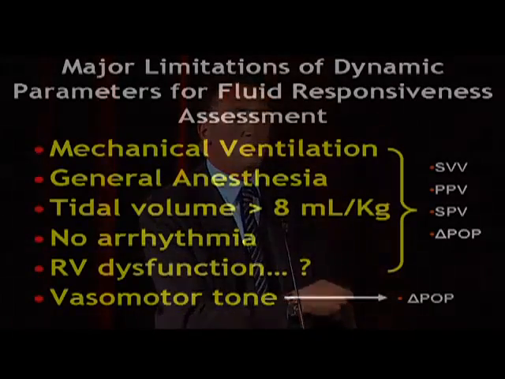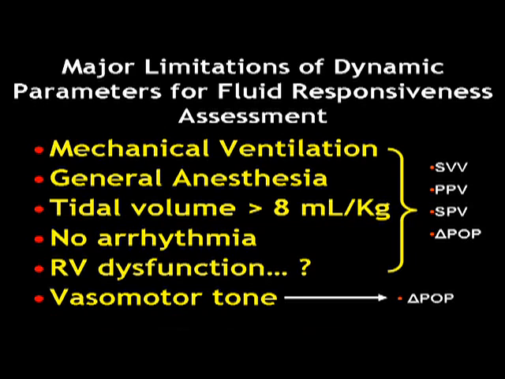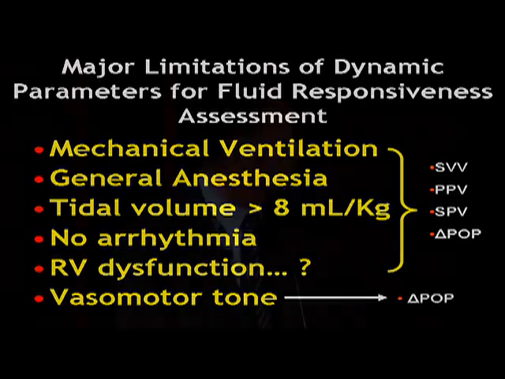You have to keep in mind that all of these parameters have limitations. They can only be used in mechanically ventilated patients, patients under general anesthesia with a tidal volume more than 8 milliliters per kilogram of body weight, no arrhythmia, no right ventricular dysfunction, and also for the plethysmographic waveform, the vasomotor tone may have an impact when the quality of the waveform is too small, when the perfusion index is too small. It may be a problem for evaluating the respiratory variation in this patient.